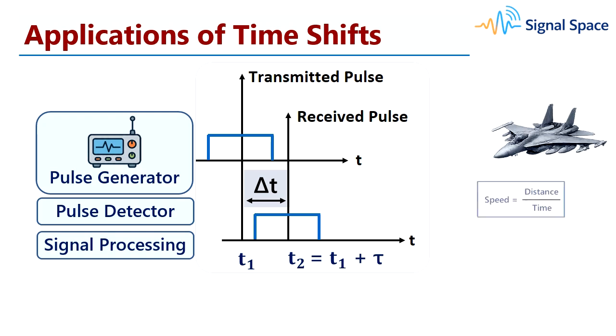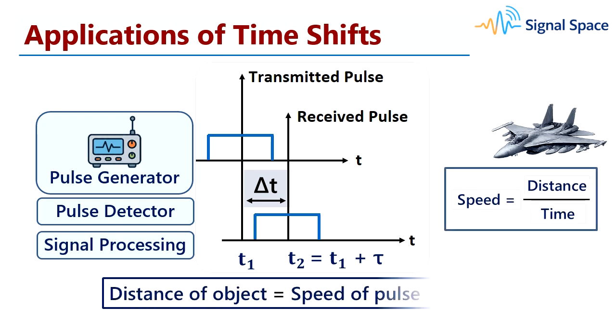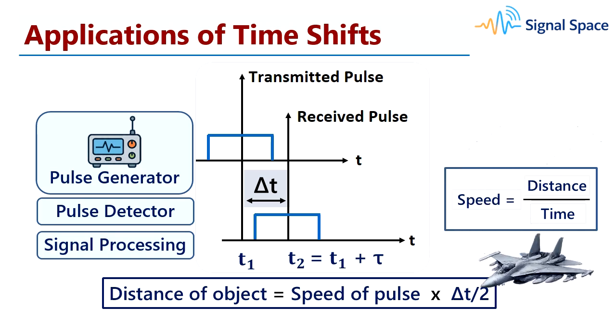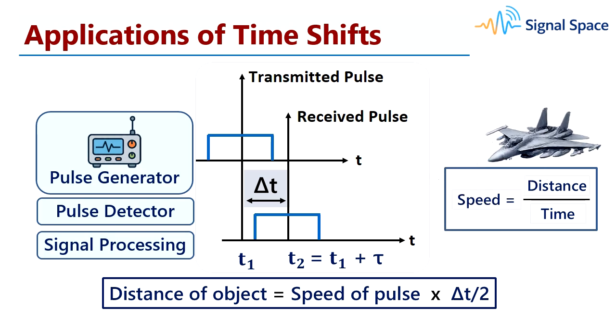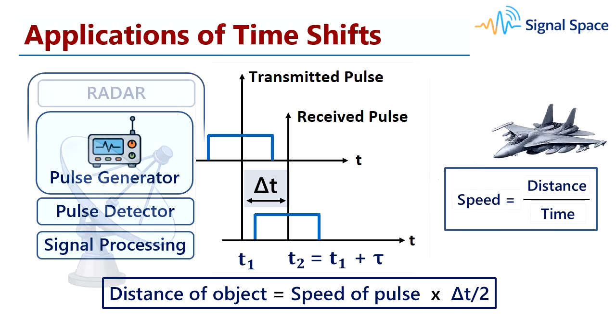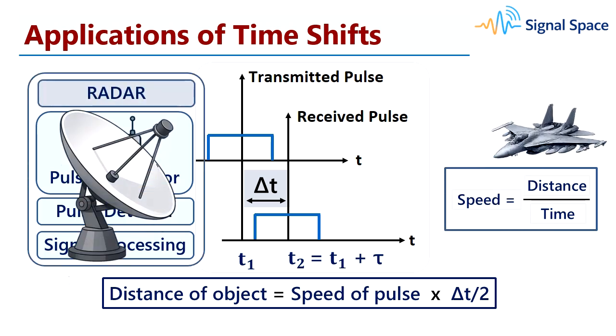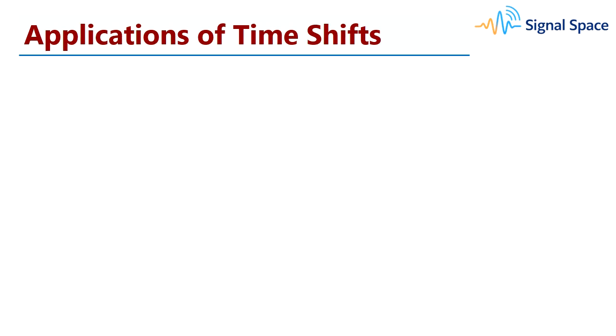Then, with the help of some basic mathematics, the distance of the object can be accurately determined. If this is done continuously in sequence, the speed and direction of motion can also be found. This is the principle used in radar and other ranging systems. Let's have a look at another example.